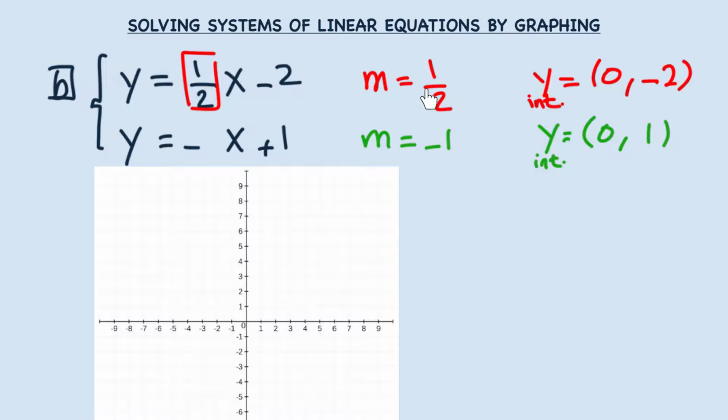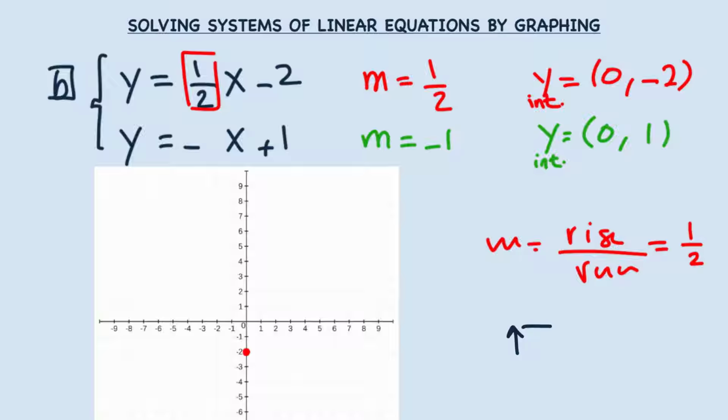Let us start with the first equation. We will have to go to the y-intercept first. So the y-intercept is (0, -2), which is at this point. Now, for plotting the other points, we need to use the slope. And as we know, the slope equals the rise over the run, right? So according to this, we have 1 over 2. In this case, we have to move 1 unit up, then 2 units to the right. So rise over run.